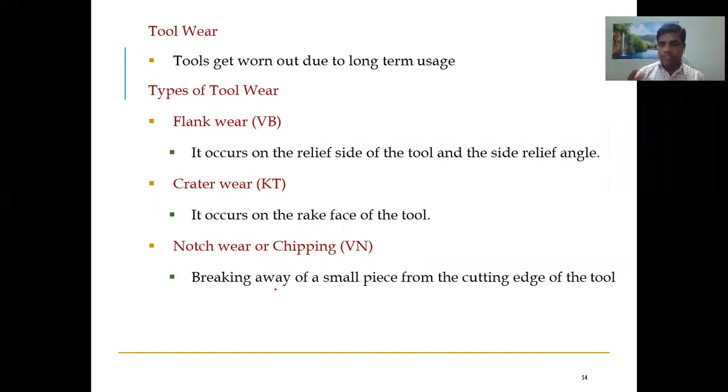So these 3 basic wears are there. If somebody asks you, maybe this kind of question may come for 2 marks, what are the different kinds of wear possible in a tool, you need to write these 3. So flank wear, crater wear, and notch wear, which is nothing but chipping.